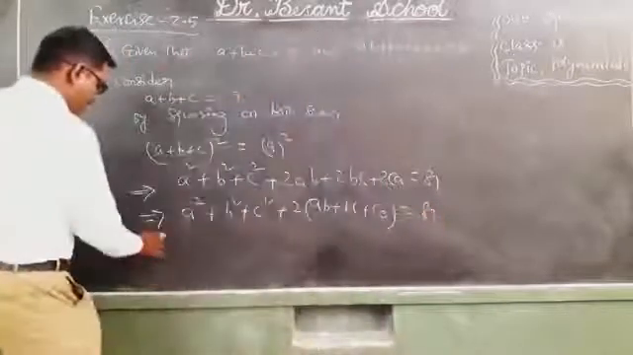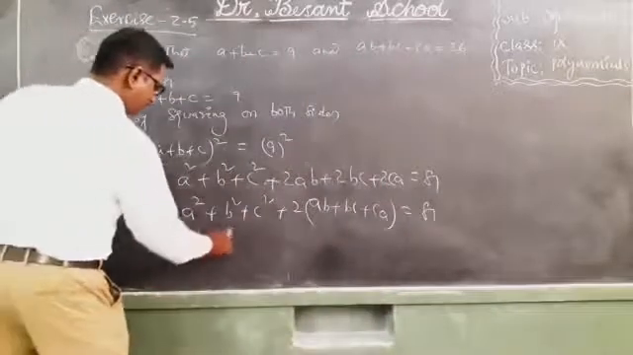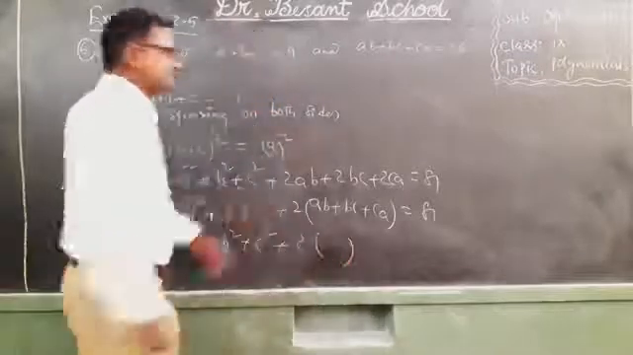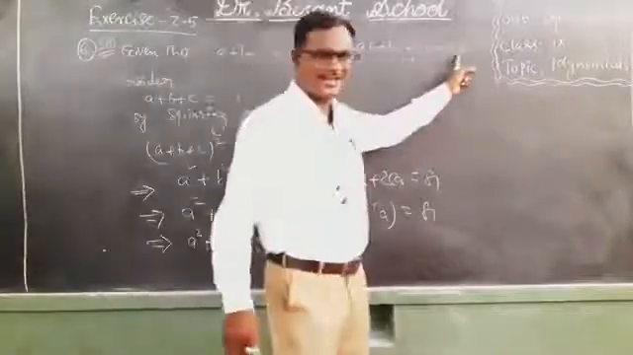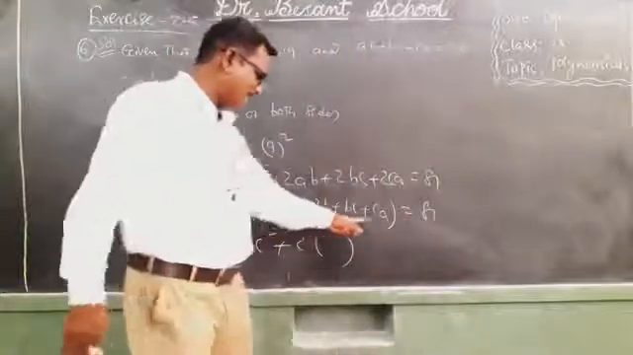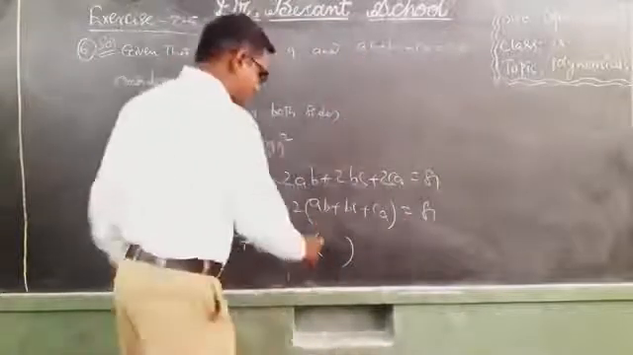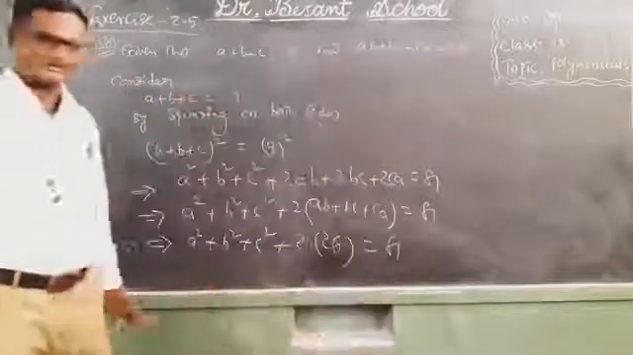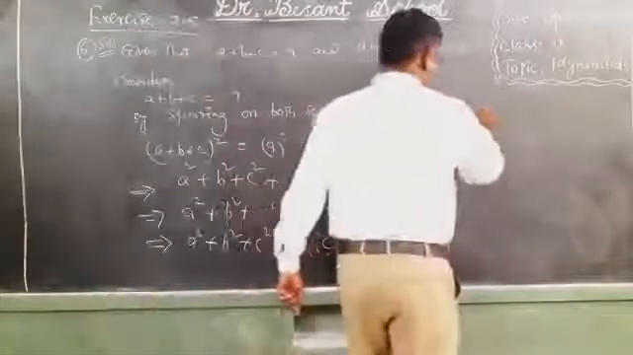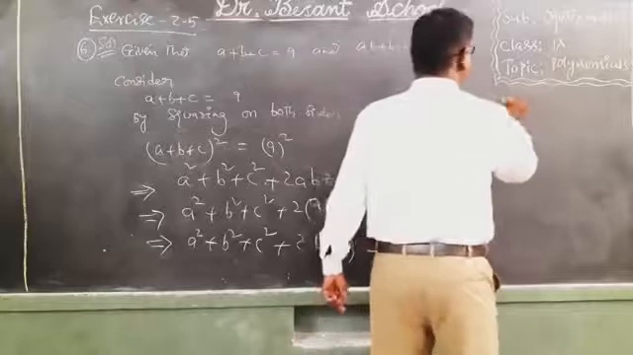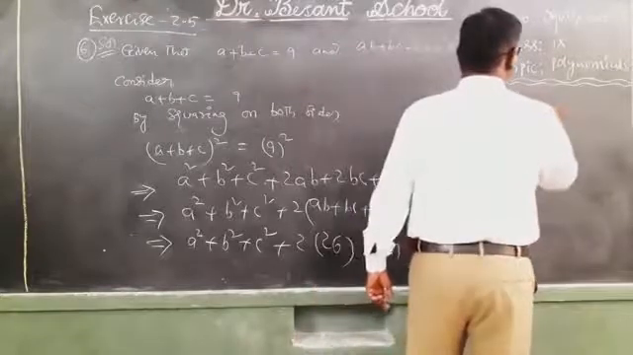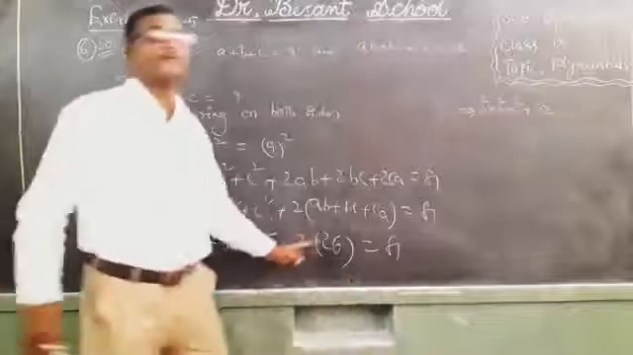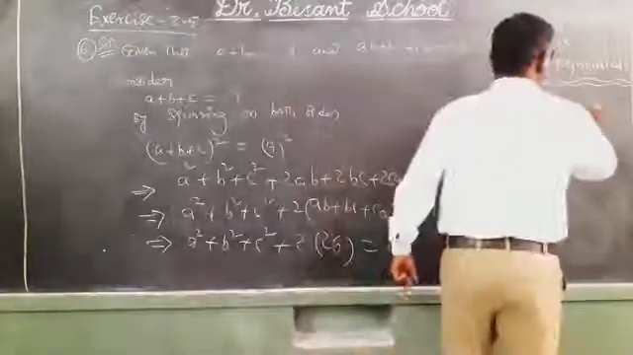Now children, verify. It is a square plus b square plus c square as it is, 2 into what's the value of ab plus bc plus ca? 26. Replace here, equals 81. Okay children, let me continue here. That is a square plus b square plus c square plus 2 into 26, 52, equals 81.